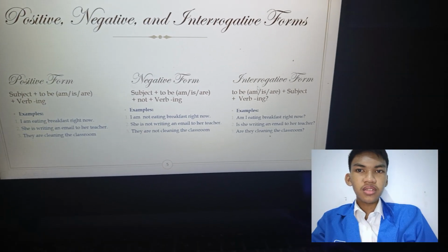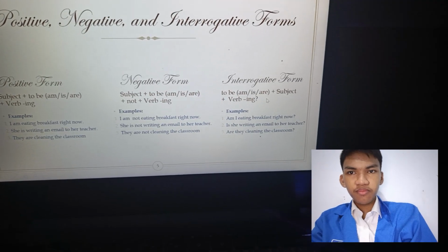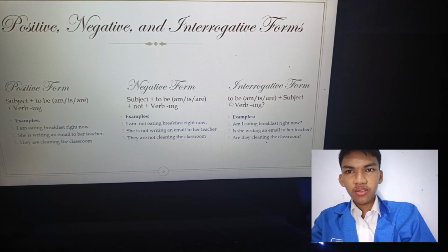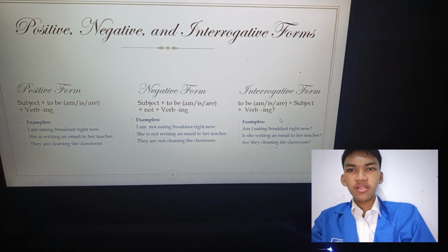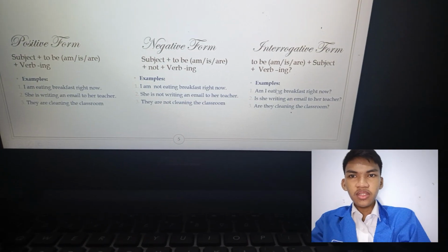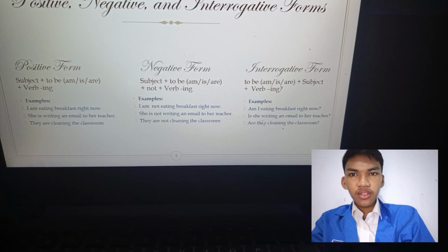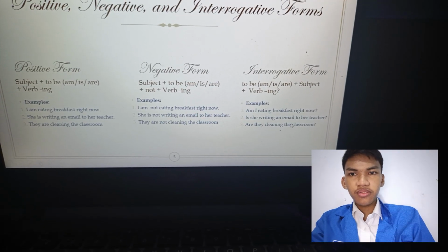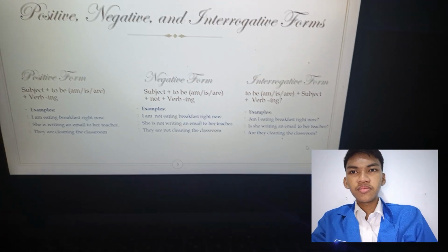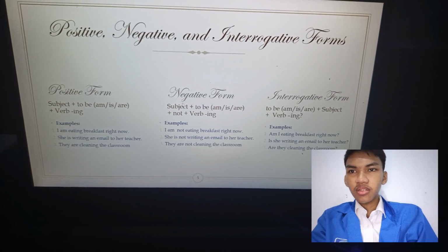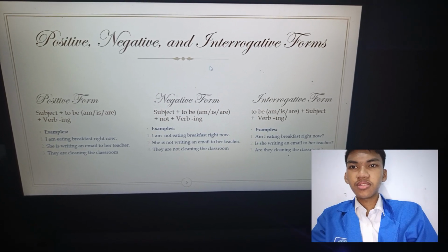Next, the interrogative form. It's different from the positive form. First, it's to be (am, is, are) plus subject plus verb-ing and a question mark. For example, am I eating breakfast right now? Is she writing an email to her teacher? Third, are they cleaning the classroom? So there are three different forms of the present continuous tense.